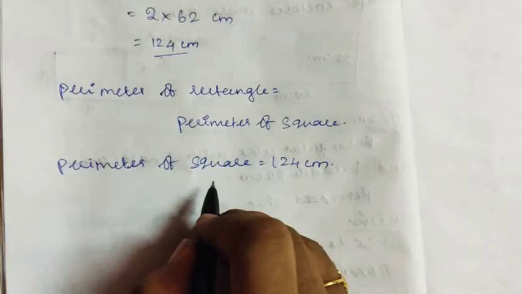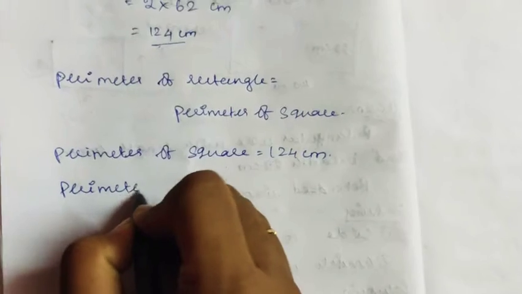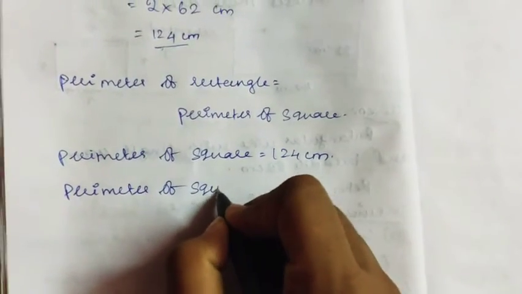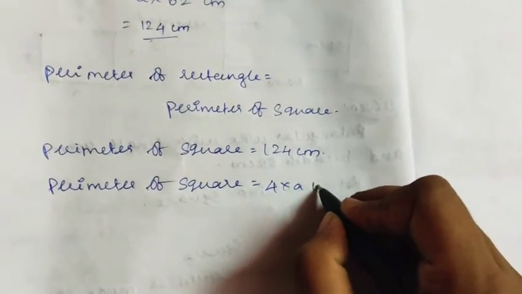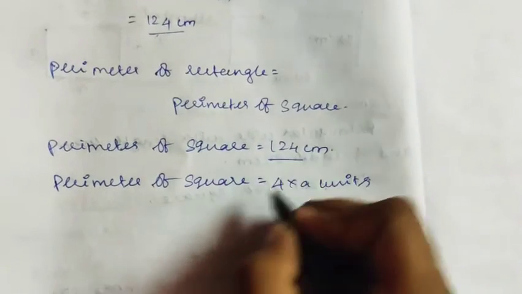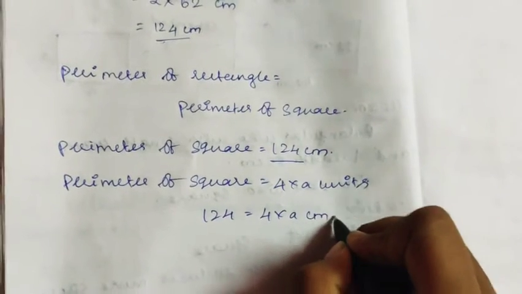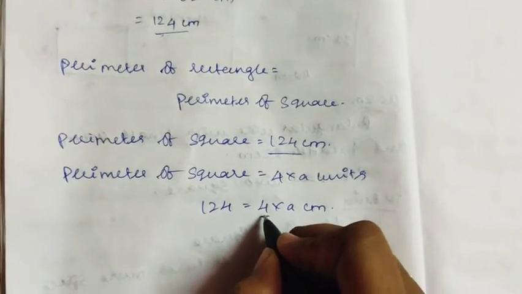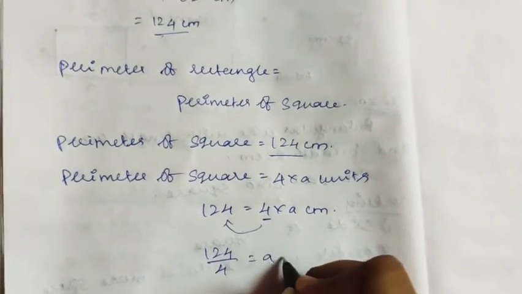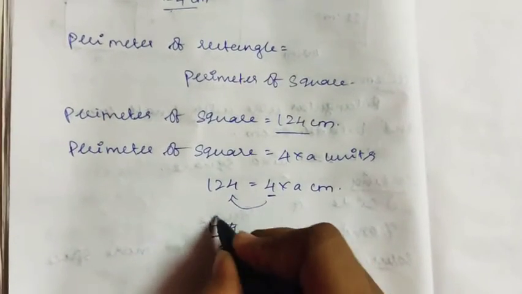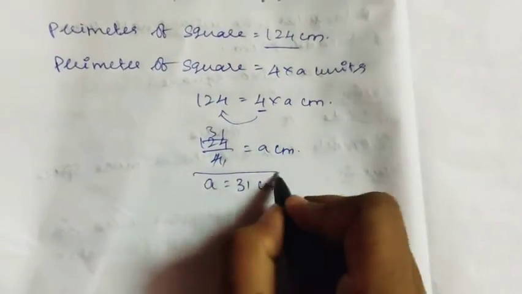So what is the perimeter of square? 124 centimeter. What is the formula for perimeter of square? Perimeter of square equal to 4 into a units. So 124 equal to 4 into a centimeter. Here 4 is in multiplication. When we take this to the left hand side, we get 124 by 4 equal to a centimeter. When we cancel this, we get a equal to 31 centimeter. We got the side as 31 centimeter.